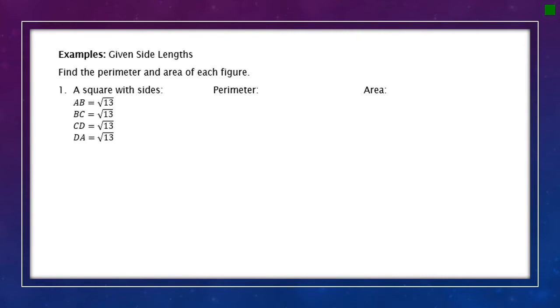This first example asks us to find the perimeter and area of a square with the given sides. So I'm going to first draw a picture because I think it's helpful to see. Okay, and then I'm going to label A, B, C, D, and all four sides are the square root of 13.